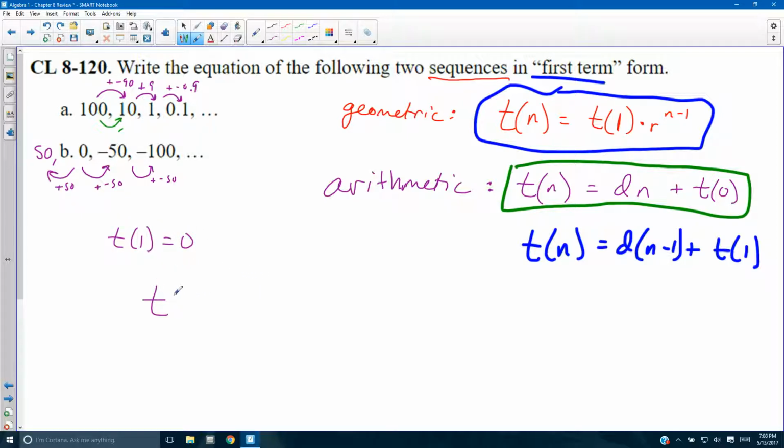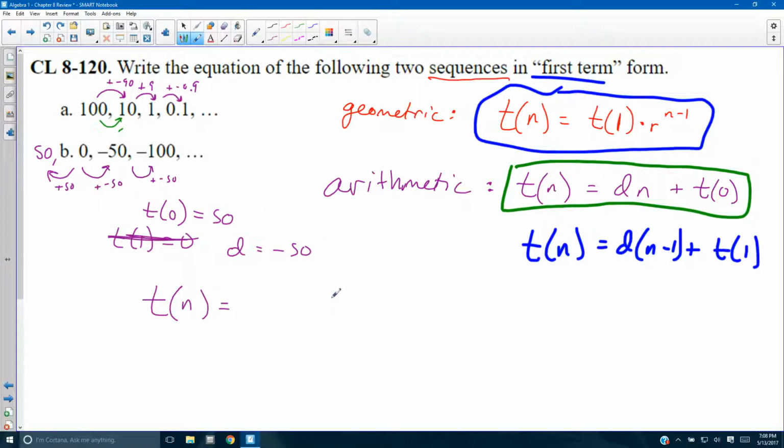So to find the value of any term number n, I start from term number 0. Sorry, I don't care about this one. I care about this one. Term number 0 is 50. Your common difference is the number I had to come up with. Common difference is negative 50. I'm subtracting 50 each time.